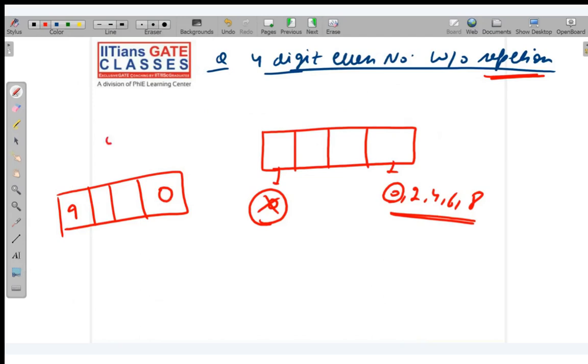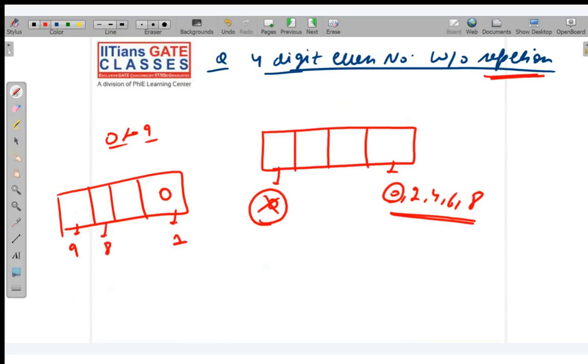Okay, from 0 to 9, total 10 numbers are there. Repetition is not allowed. So here 0 is there, so 1 possibility. Let me write it properly, otherwise you will get confused. So here if I consider 0, then here I will be having 9 possibility, and here 1 possibility. Okay, yes. So now one number will be consumed here.